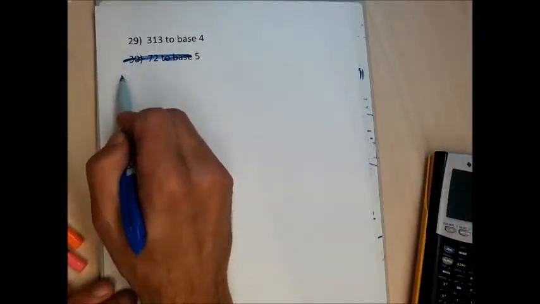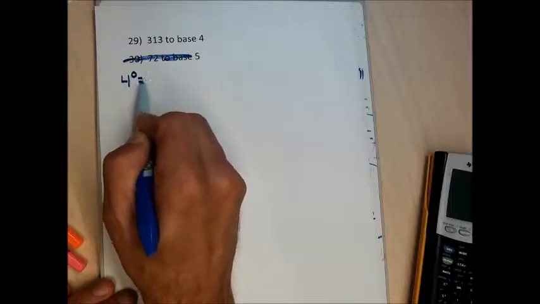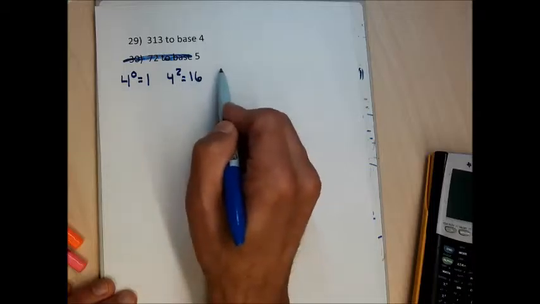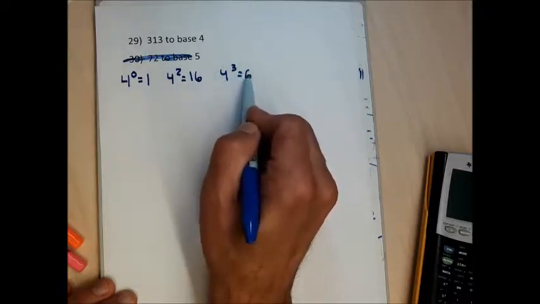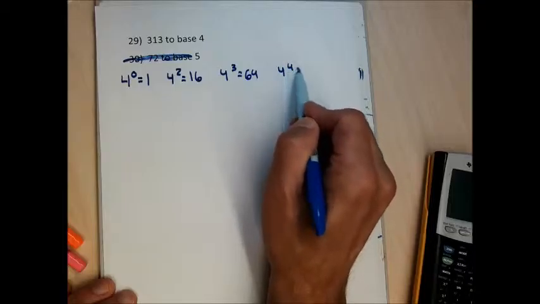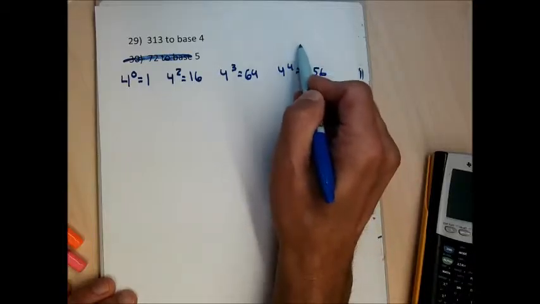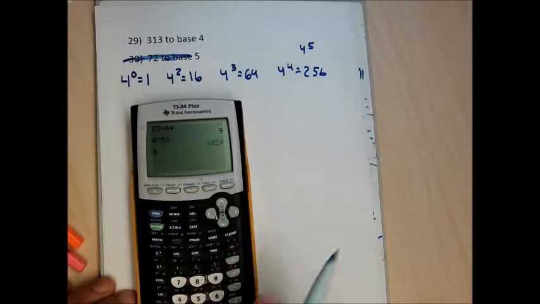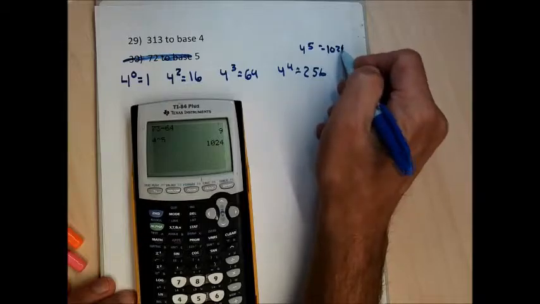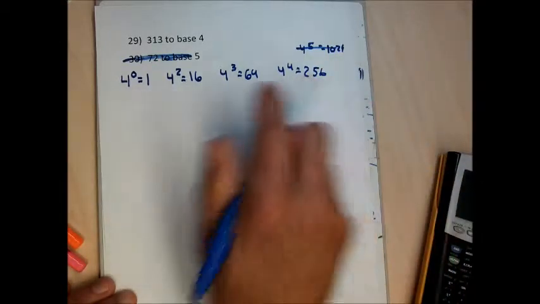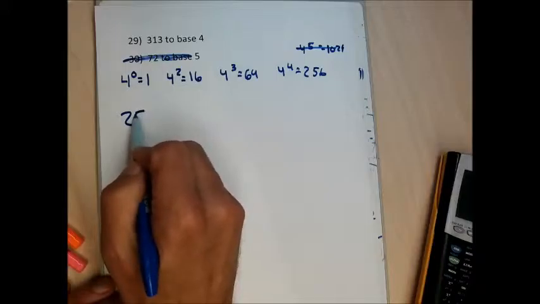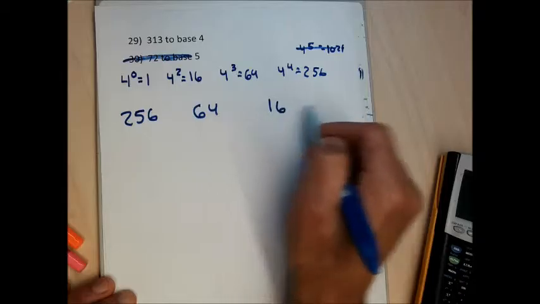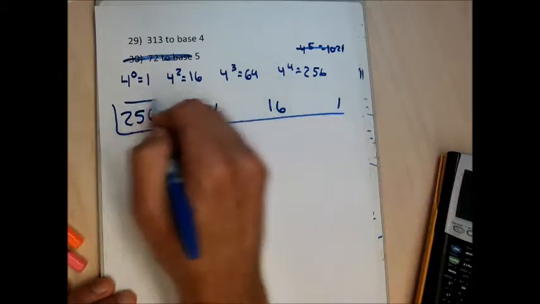So for problem 29, I need to know that 4 to the 0 power is 1, 4 squared is 16, 4 cubed is 64, 4 to the 4th is 256. I don't really have 4 to the 5th memorized, but I don't need it here because 4 to the 5th is too big. It's 1024. So all the powers I need to write down are 256, 64, 16, and 1. These are the numbers I'm going to need to subtract.